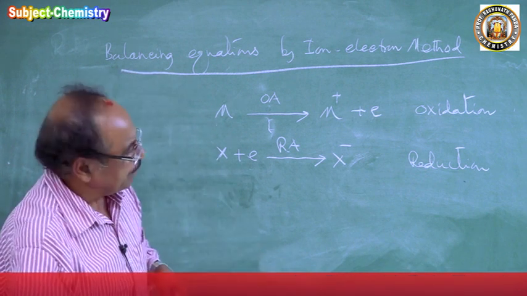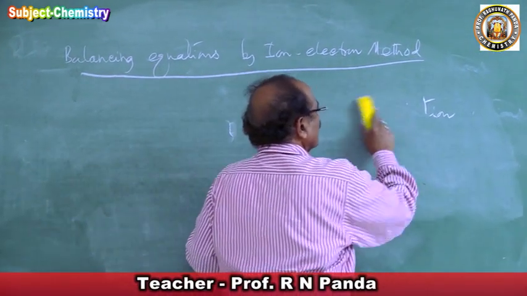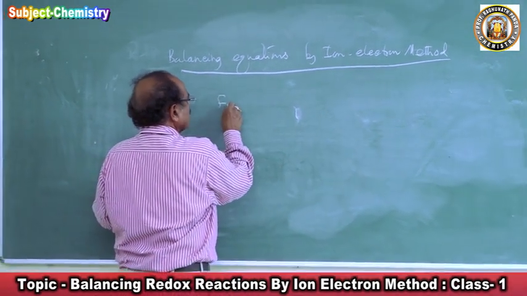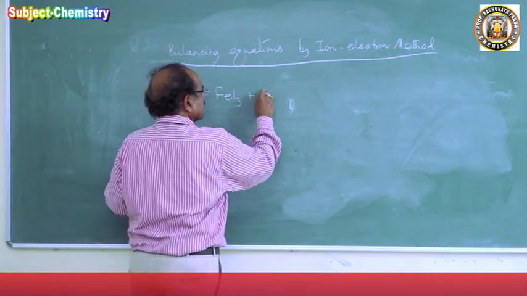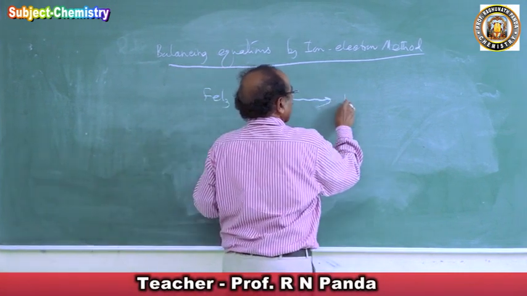Let us start with a very simple example, then we will go to more difficult ones. We have done one equation here: ferric chloride and stannous chloride. Stannous chloride reduces ferric chloride.